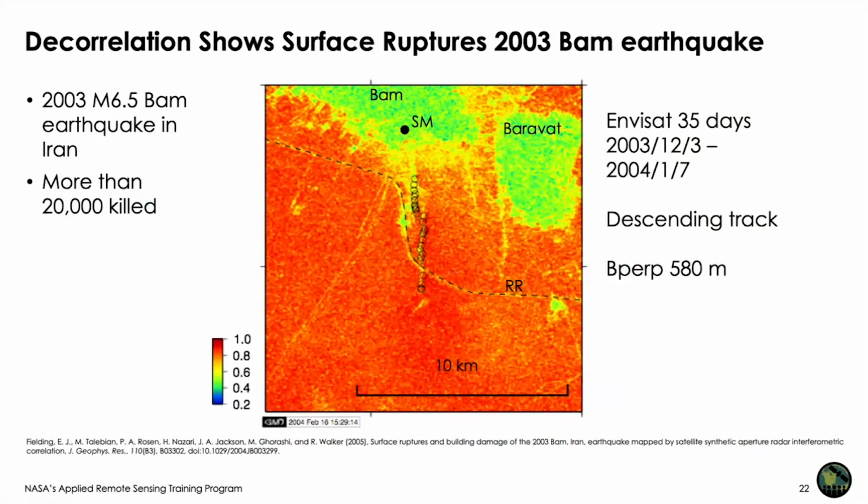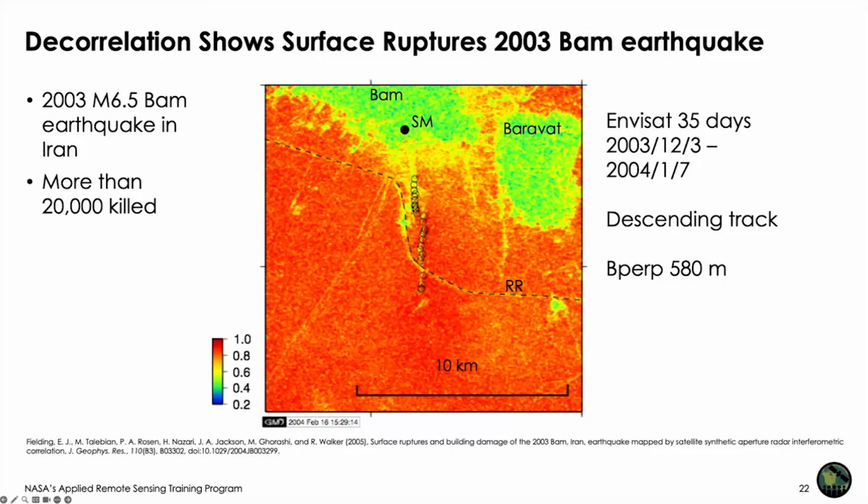Another aspect of InSAR that's useful for earthquakes, this is also from the 2003 Bam earthquake. When we first started looking at the interferograms, we noticed the radar coherence loss, or decorrelation, was large over both the city of Bam and this adjacent town of Bhairavat. There was this line of low coherence that went out into the desert to the south of the city.